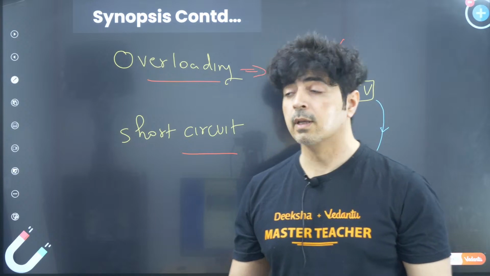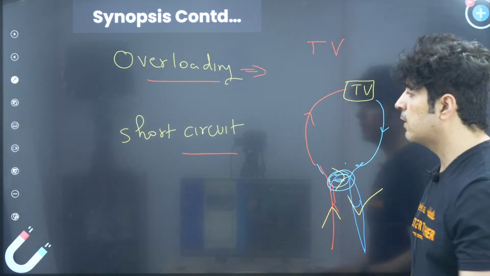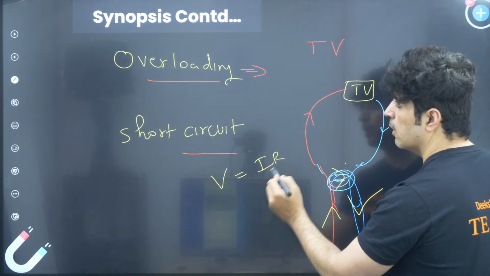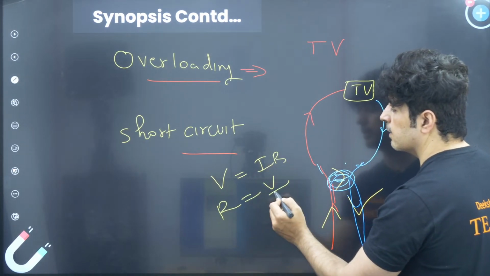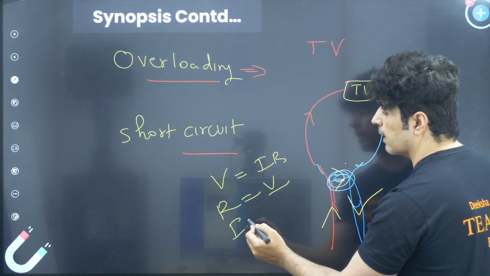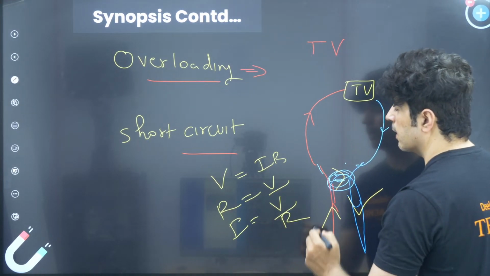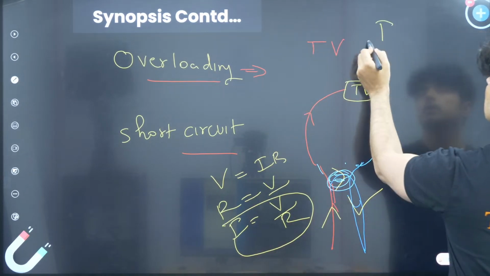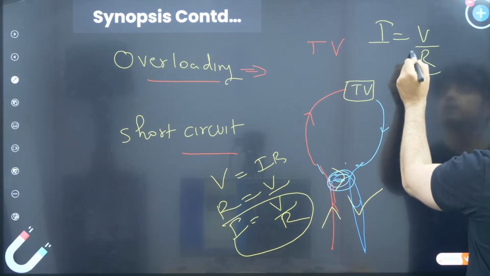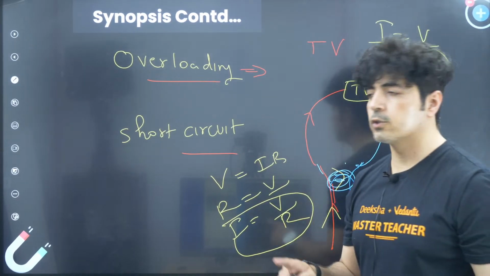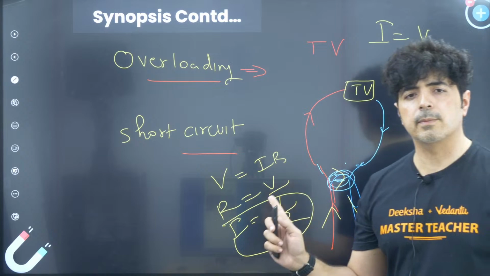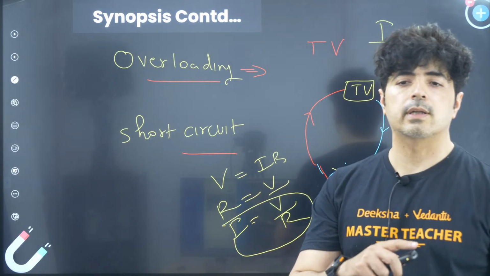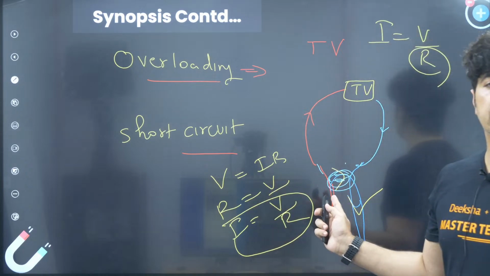or no resistance possible. So if there is very low resistance, we know V is equal to IR, Ohm's law, or R is equal to V by I, or let's say I is equal to V by R. Now this formula, I is equal to V by R: if resistance is low, current will be very high. Because of this very high current passing through, we have something called short circuit. It can even catch fire at times.